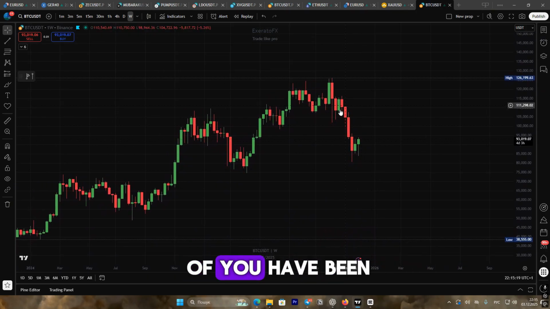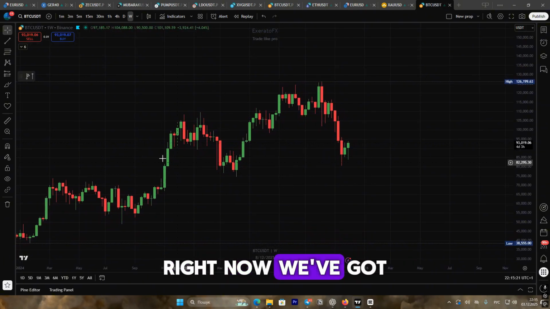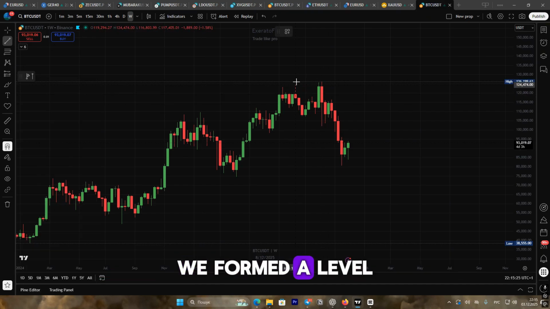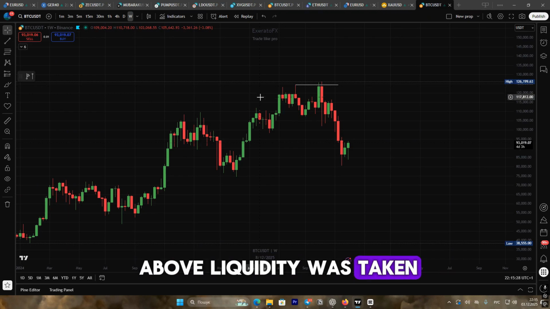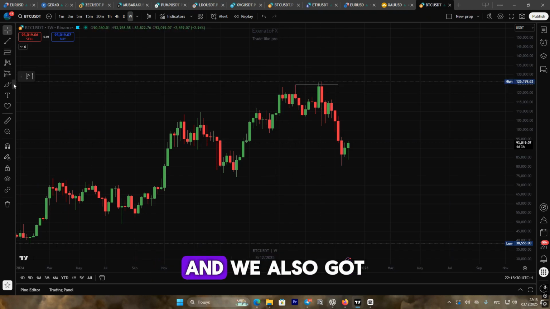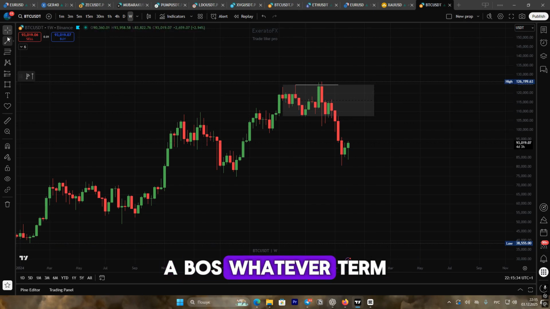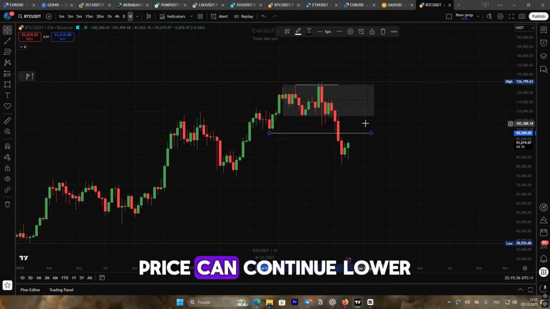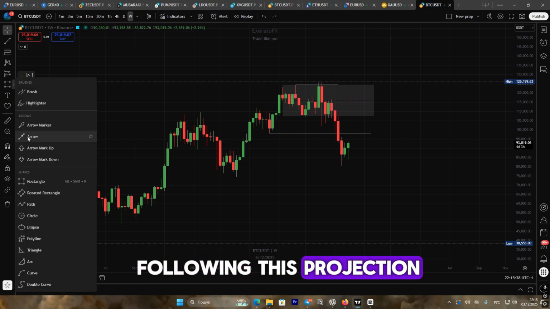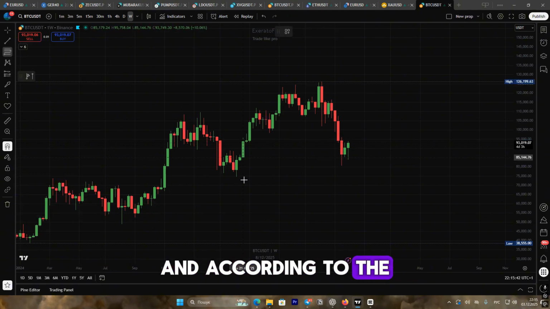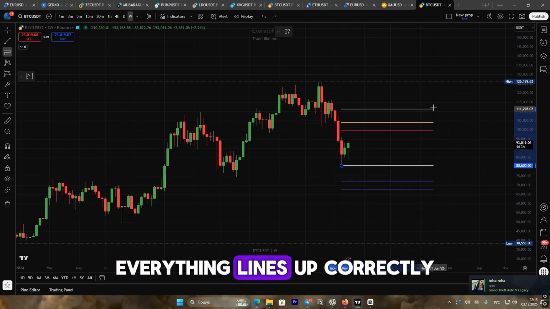Alright, let's break down the current situation on Bitcoin. I know a lot of you have been waiting for this. Right now, we've got the opposite setup compared to the previous examples. We formed a level above, liquidity was taken, a breaker block appeared, and we also got a shift in market structure. A BOS, whatever term you prefer. From here, price can continue lower, following this projection.